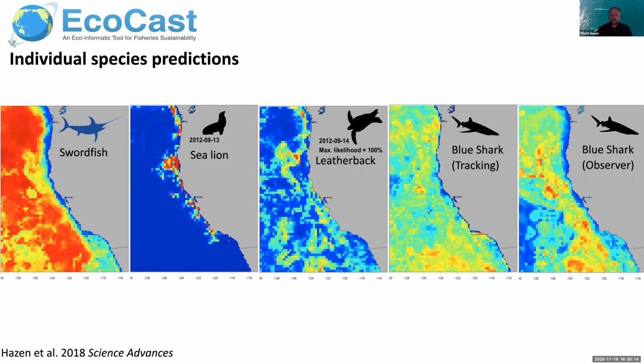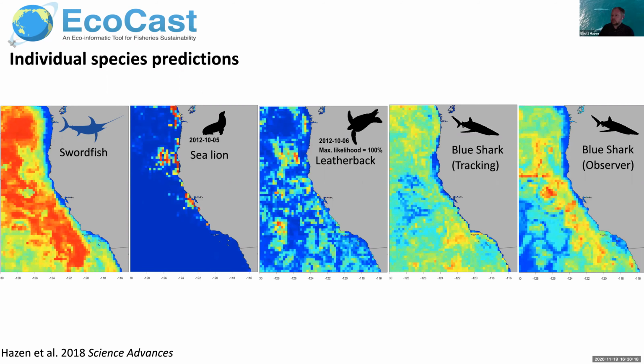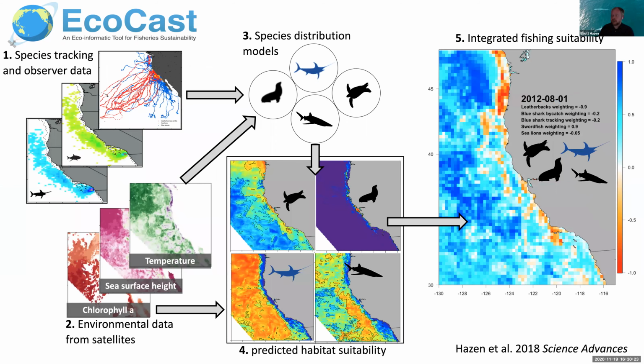So once you have these individual species predictions, you then put them together using this integrated fishing suitability approach. And what we started with was a very simple algebraic model where we multiplied each of the layers by the corresponding risk weighting. And this risk weighting was developed in partnership with the managers and the fishers in understanding which species they were most concerned with.